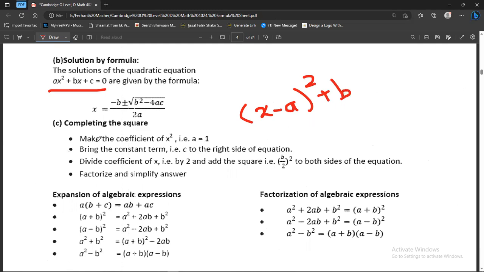Okay. So in your paper, they will never use this word. They will ask you to represent the equation in this form. In your paper, they do not use the words completing the square. They ask you to represent a quadratic equation in this form, which means to use the completing the square method. Okay. So here I'm unable to give you the example.